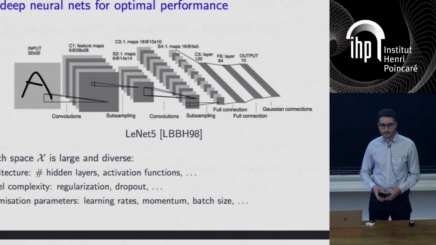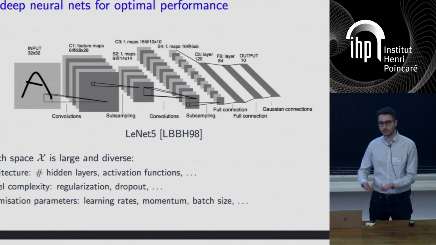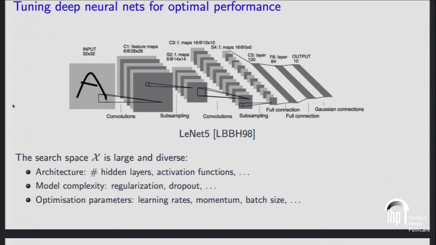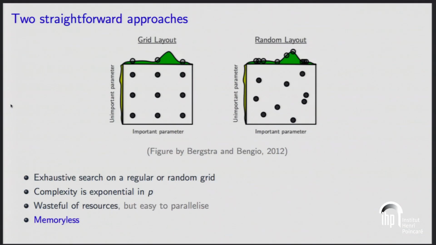So the problem is that every time you want to know how well one of these hyperparameters perform, you need to train the neural network. So it's very expensive to know what is the performance associated to some hyperparameter. The two most typical approaches to achieve this are grid search or random search.